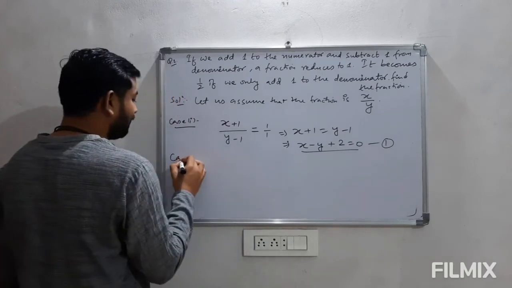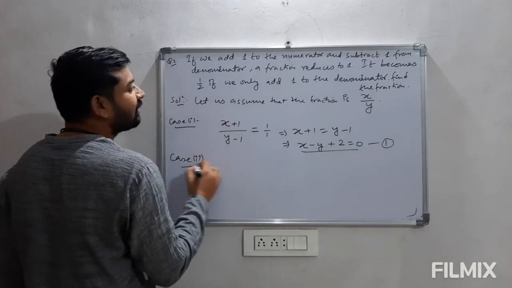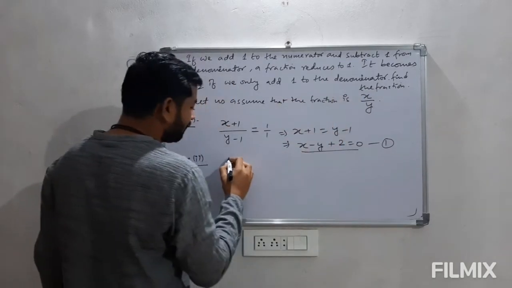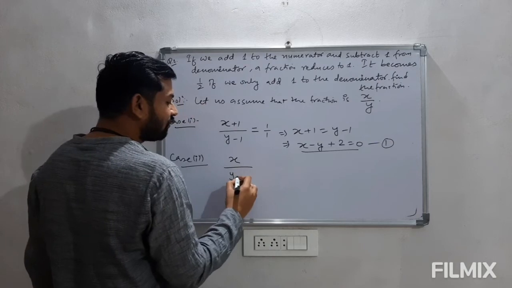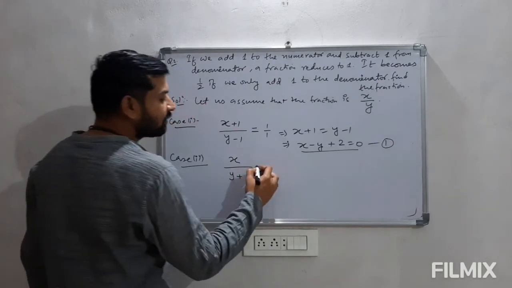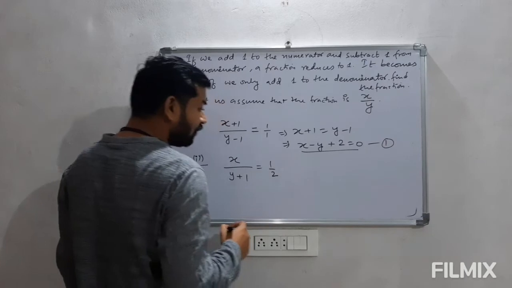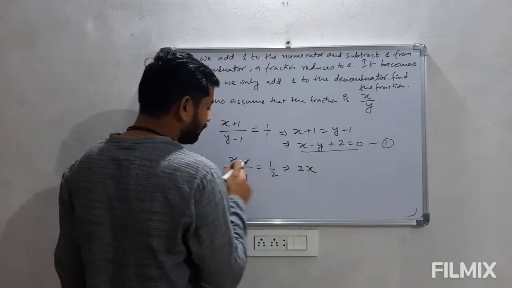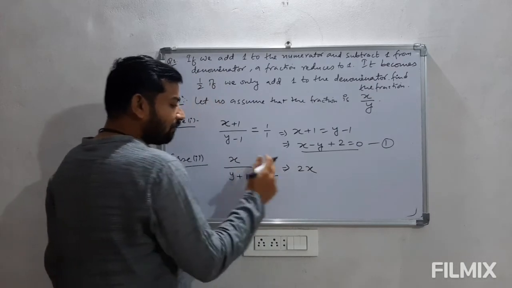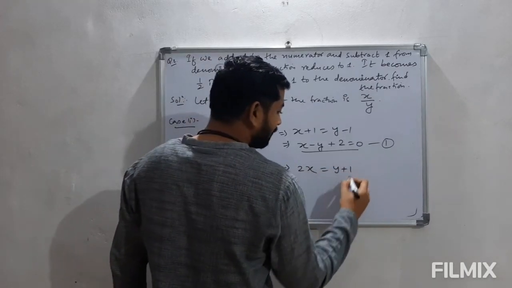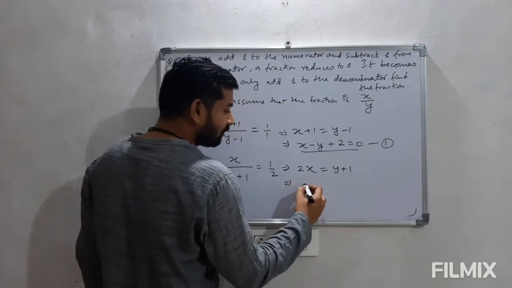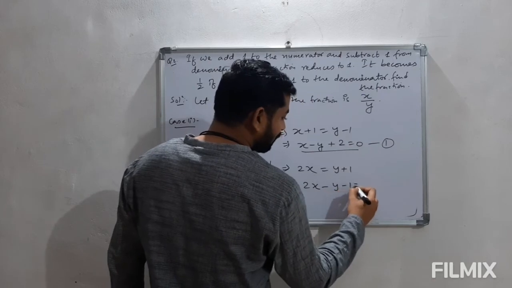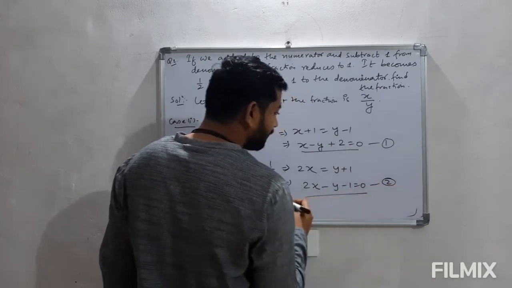Then in case two, we have a different situation, that is, it becomes 1 upon 2 if we only add 1 to the denominator, means the numerator is x and the denominator is y plus 1, then its value becomes 1 by 2. So from here, if we cross multiply, what we will get? 2x, x multiplied with 2, then y plus 1 into 1, that is y plus 1. If we shift this, we are getting 2x minus y minus 1 equals 0. This is our second equation.